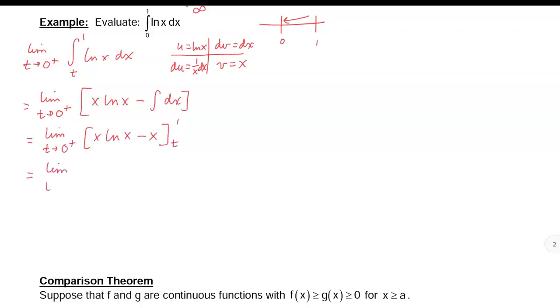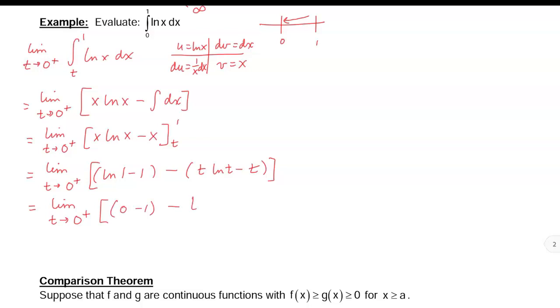You have to write this limit out in front on every step. Substituting in 1 first, I'll get the natural log of 1 minus 1, that's my first parentheses, minus, now I'll put t in for every x. I'll get t natural log of t, minus t. If you realize that the natural log of 1 was 0, you could have written 0 there. I'm going to distribute that negative, so there will be a plus t on the end.